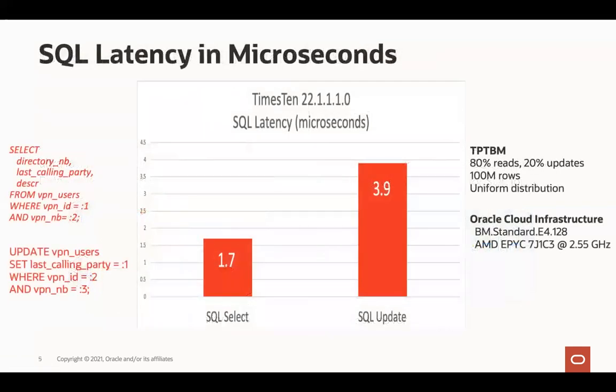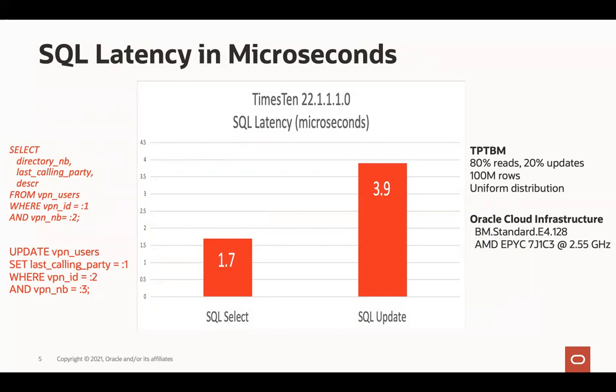Now, what is the point of the TimesTen In-Memory Database? It's all about performance. We try and design TimesTen to be the fastest transactional database on the planet. So that's a bold claim. Let's try and back that up with some benchmarks. Performance is really about two things, latency and throughput.